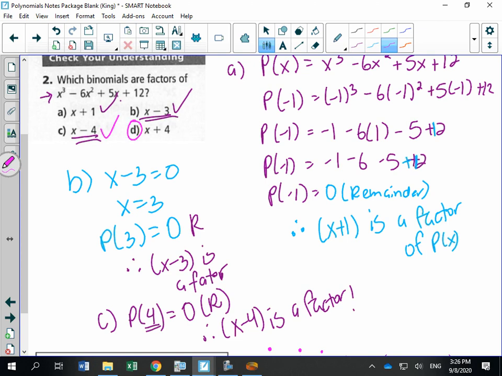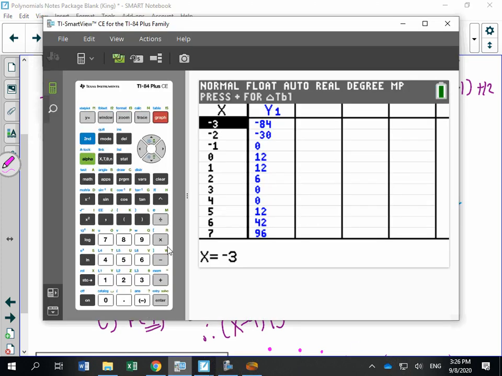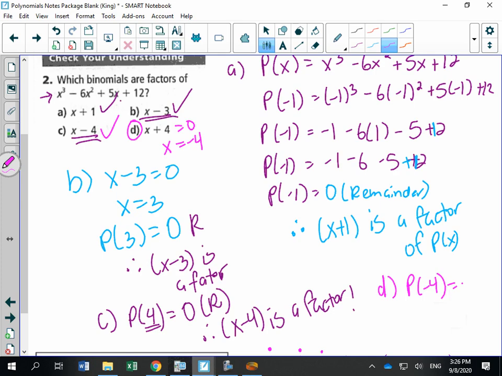Let's check D. D is going to be, my A value is going to be -4. So for D, what's P of -4? What's the remainder when you input -4? So going back to my calculator, I scroll up. The remainder when the input is -4, it's going to be -168. Is x plus 4 a factor? And the answer is no. Therefore, because it doesn't have a remainder of 0, x plus 4 is not a factor. Okay?